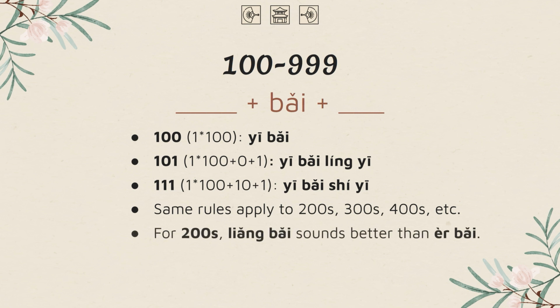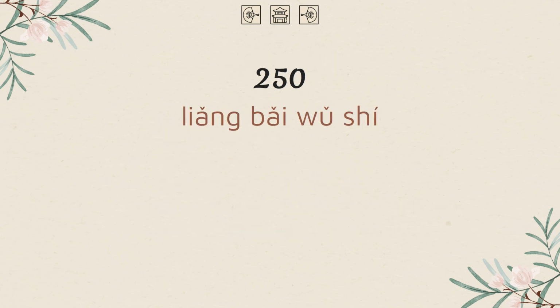For 200s, we typically say 两百. Remember the special 2, 两. 两百 sounds better than 二百. It's just an idiomatic thing that we do in Chinese. There's a special number in Chinese, 250, which in order to say the number, the most natural way would be 两百五, 2 times 100, plus 5 times 10.